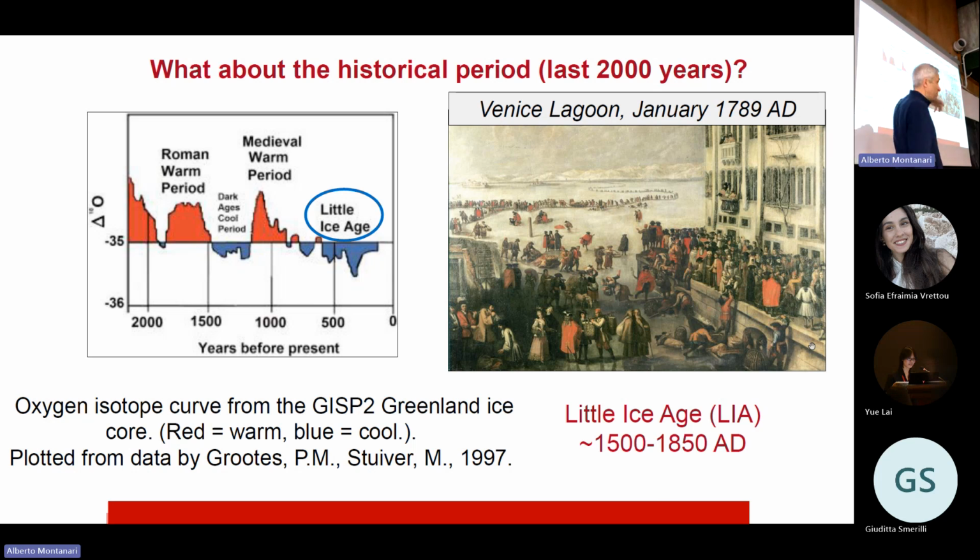The medieval warm period is well known. There are witnesses of people crossing some passes in the Alps that are today covered by glaciers, and people were crossing them without touching any snow, without walking on any snow.